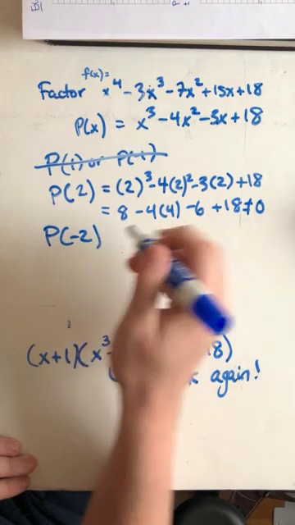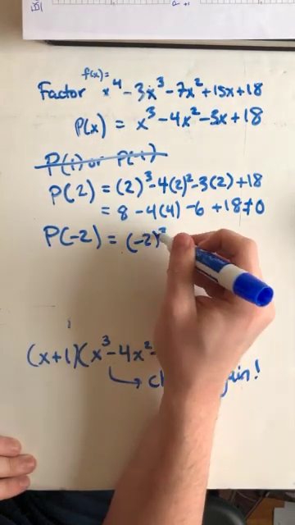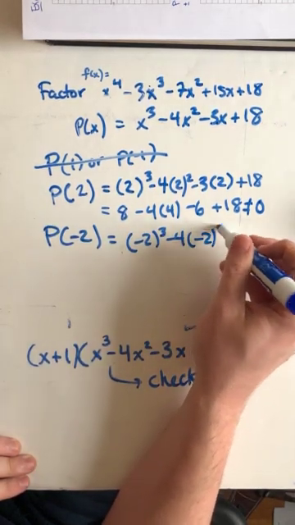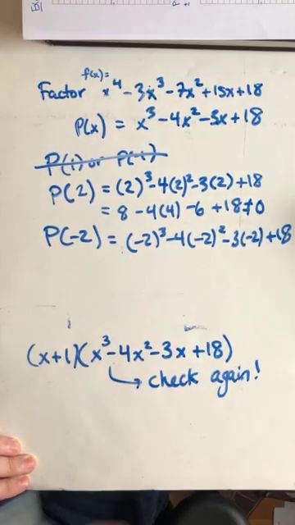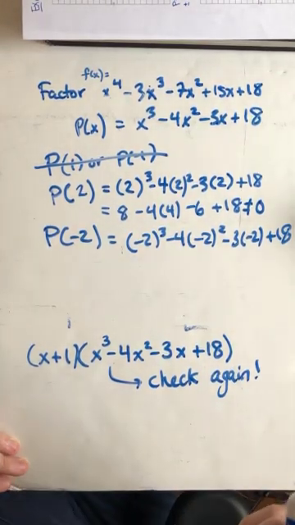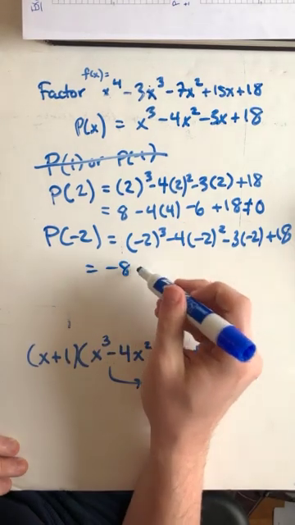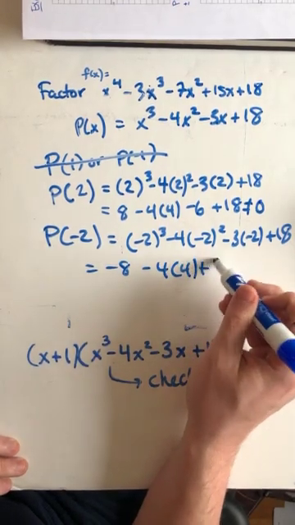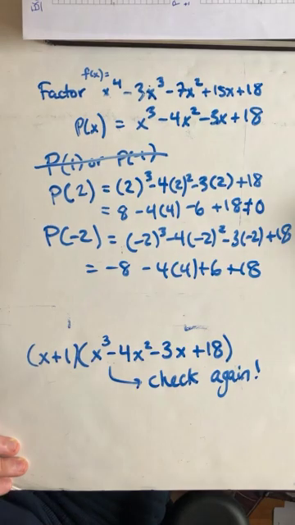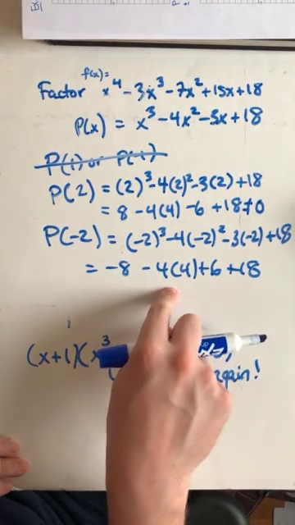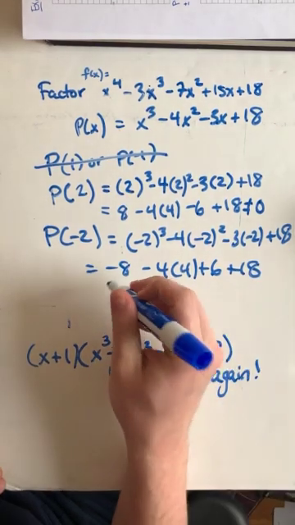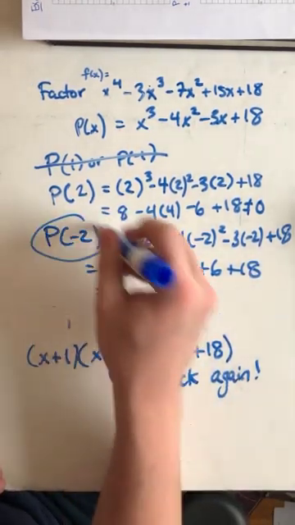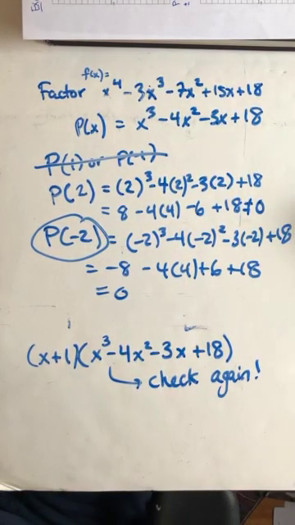So now let's do negative 2. Negative 2 cubed minus 4 times negative 2 squared minus 3 times negative 2 plus 18, which I think is off the screen now, but you guys can write that out. Oh, still good. Negative 8 minus 4 times 4 plus 6 plus 18. Now in this case, I get negative 8 minus 16, which is negative 24, plus 6 is negative 18, plus 18 equals 0. Thank goodness that we don't have to check 3 and 6 and 9 and 18. P of negative 2 works.